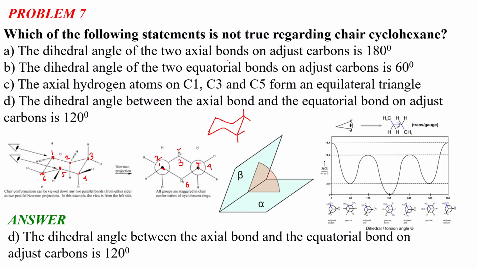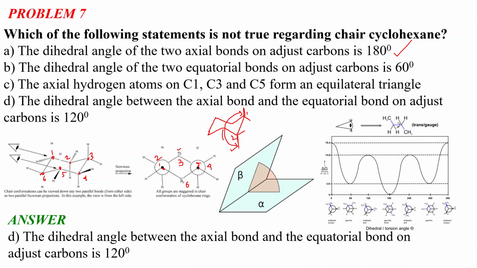So see the first option. We will now go option by option. It says that the dihedral angle of the two axial bonds of adjacent carbon is 180 degree. It is actually easy to understand. So see these carbons. Okay. This carbon and this carbon, 1 and 2, these are adjacent carbons, right? So there are two axial bonds, this axial bond and this is also an axial bond. Now what is the angle between these two bonds? You can see both are just opposite to each other. So it will be 180 degree. So it is correct. Okay.